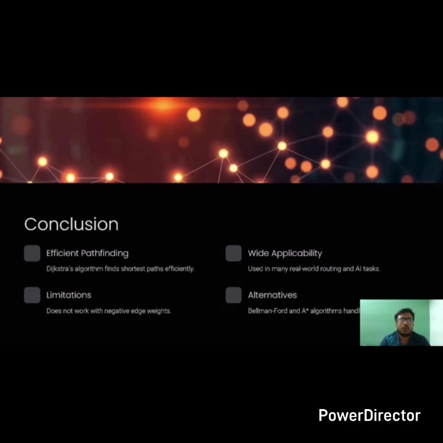Now we come to the conclusion of the video. In conclusion, it is an efficient path finding algorithm. Dijkstra's algorithm finds the shortest path efficiently. It is widely applicable, used in many real-world routing and AI tasks. Limitation: it does not work with negative edge weights.